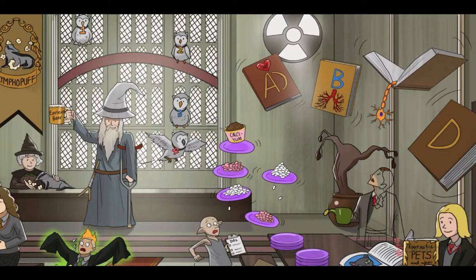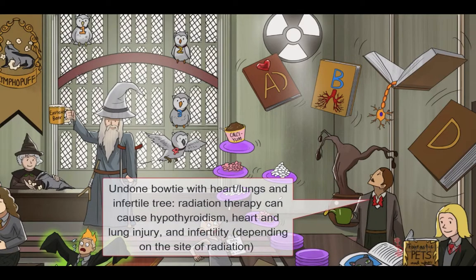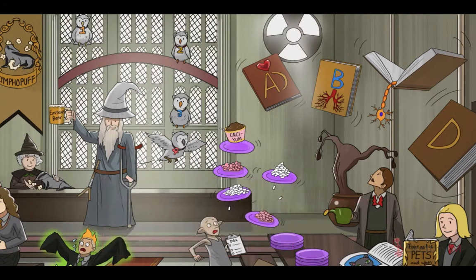Radiation can also cause problems. Radiation therapy to the chest and neck can cause hypothyroidism, symbolized by the undone thyroid bow tie, as well as permanent heart and lung injury. Treatment of the pelvis can result in infertility, hence the infertile uterus tree back there. Young female patients should be counseled about fertility preservation.